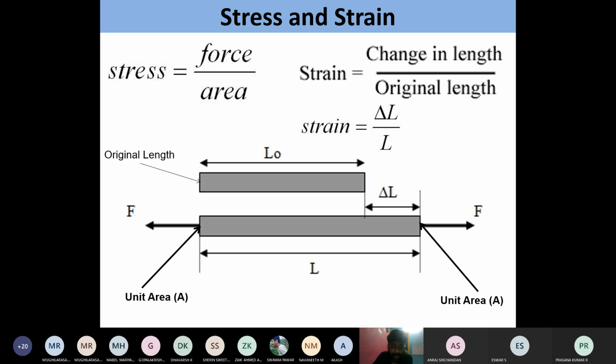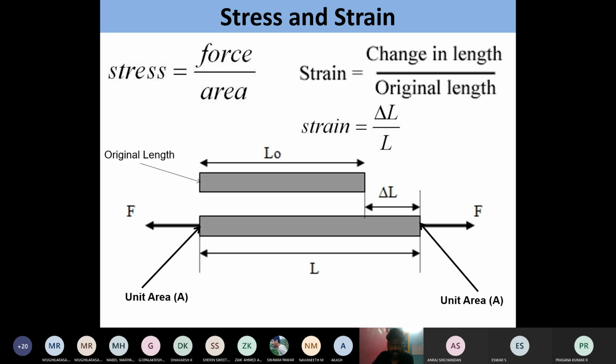When we apply force on a unit area, on both sides, it's nothing but stress. When you apply the stress, then a strain takes place. The strain is nothing but the change in length to its original length. We can see here what the original length is and what the change is after applying the force.